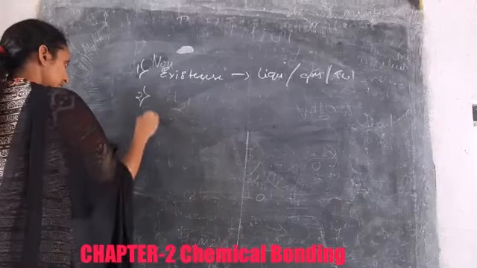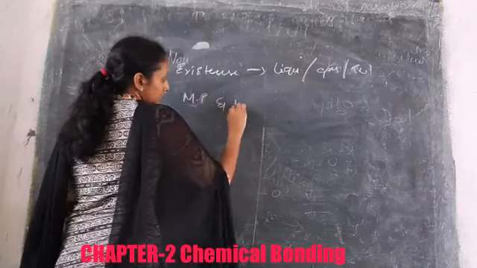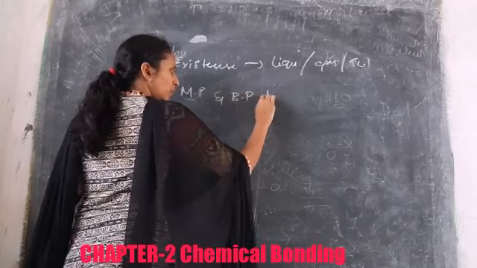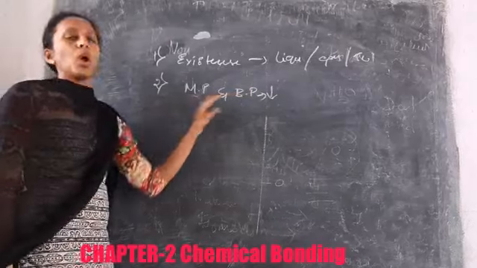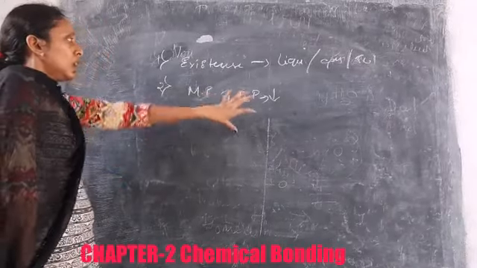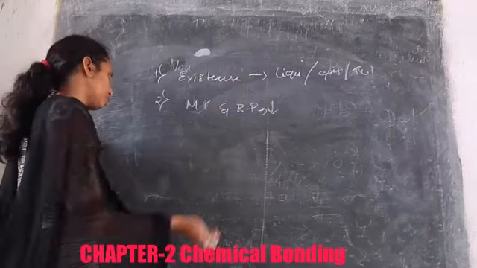So next one is the melting point, boiling point. So the melting and boiling point is very low for the covalent compounds since these are not solids and there is no greater forces of attraction like electrostatic force.